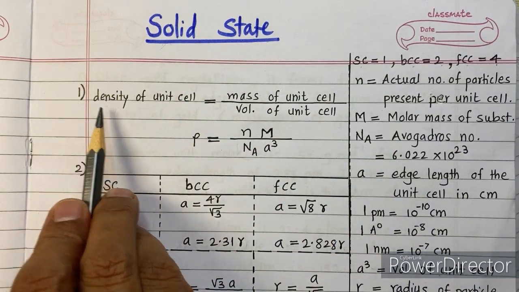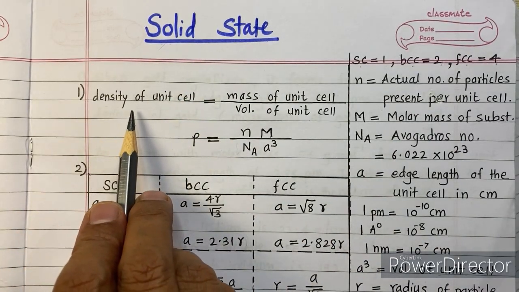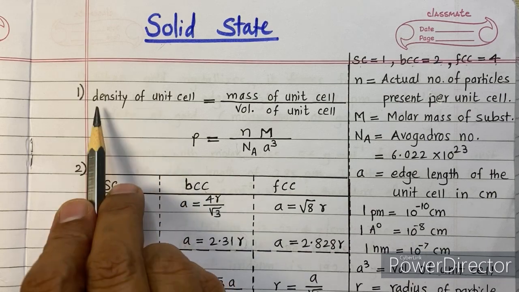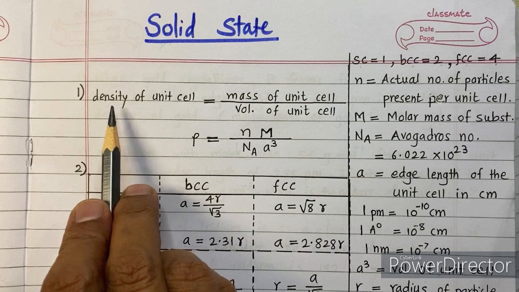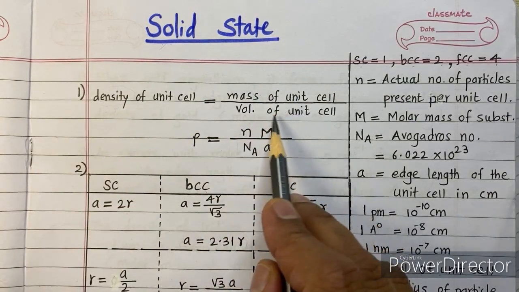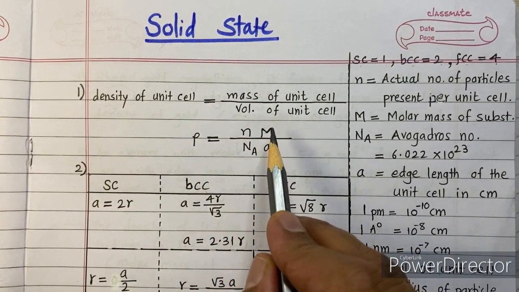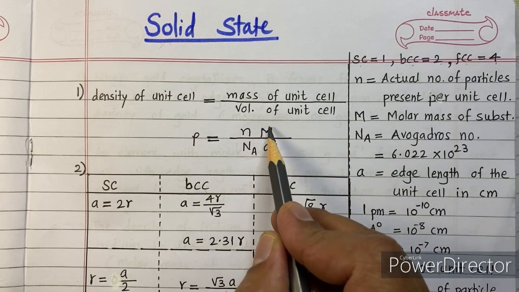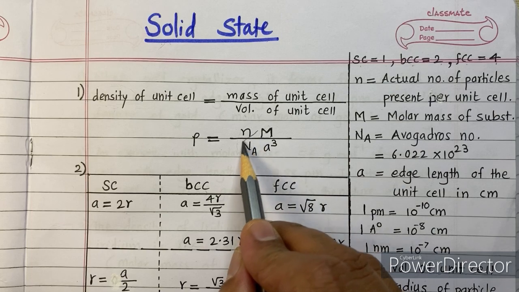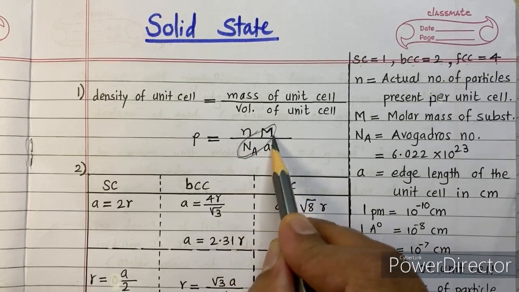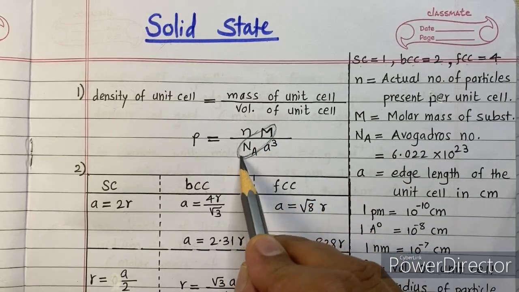First one, density. The density of any crystalline substance is equal to the density of its unit cell, because density is an intensive property. Density is equal to mass upon volume. Now, mass of unit cell: this is the molar mass divided by Avogadro's number, that is, the mass of one particle.